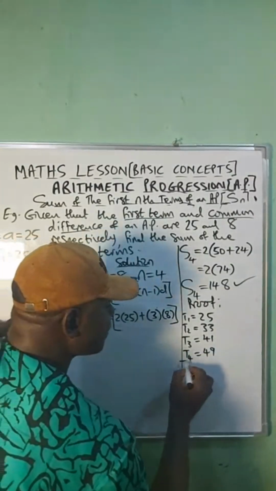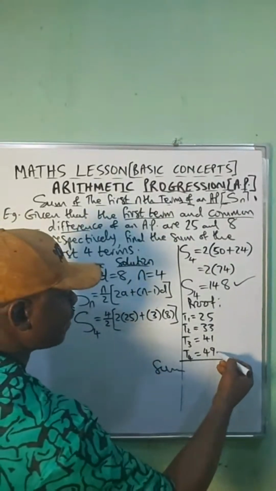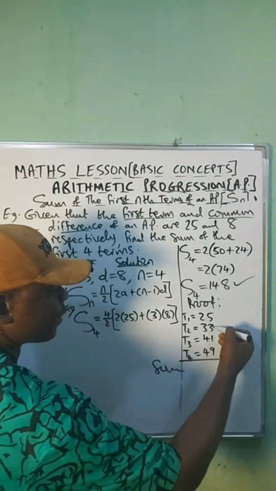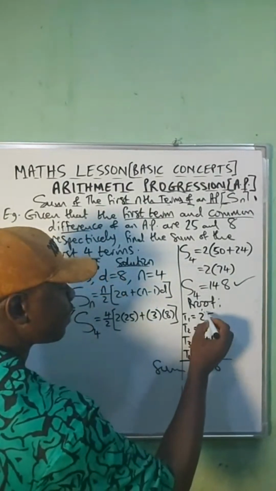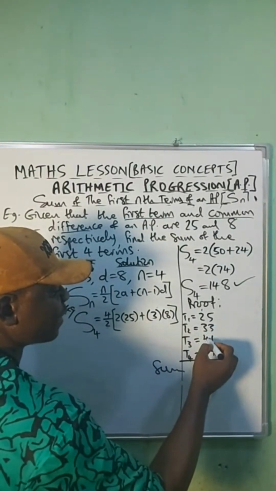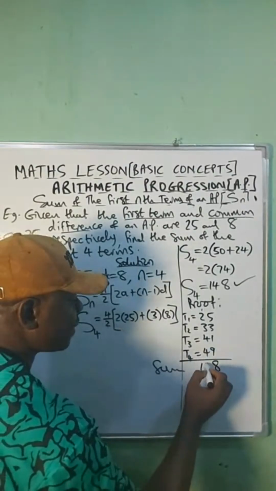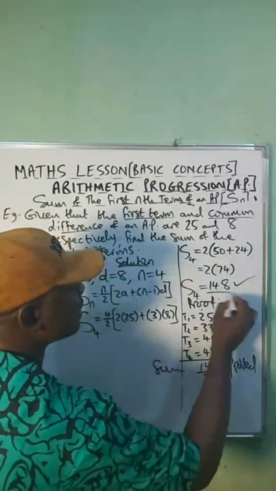So let's add it. Sum. 9 plus 1 is 10. 10 plus 3, 13. 13 plus 5 will be 18. Carry 1. 1 plus 2 is 3. 3 plus 3 is 6. 6 plus 4, 10. 10 plus 4 is 14. So that's the proof to show that this is the correct answer.